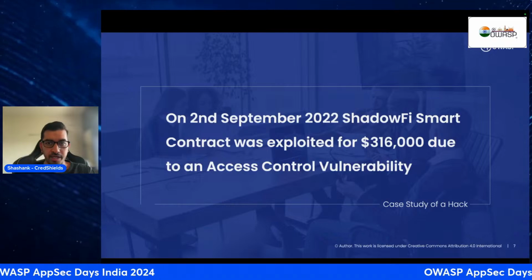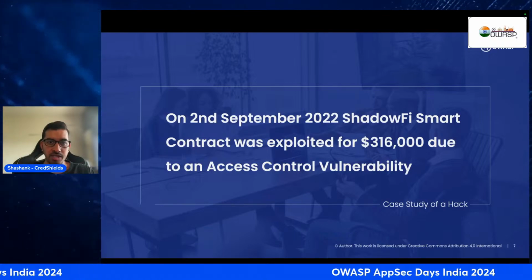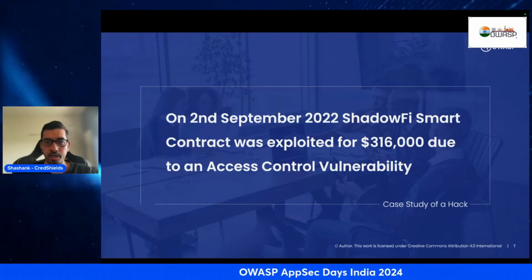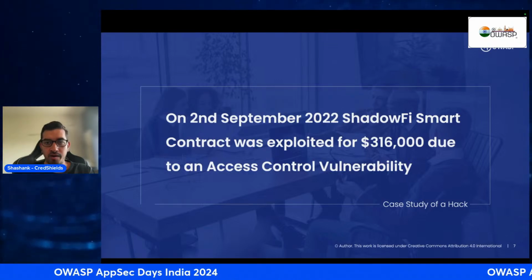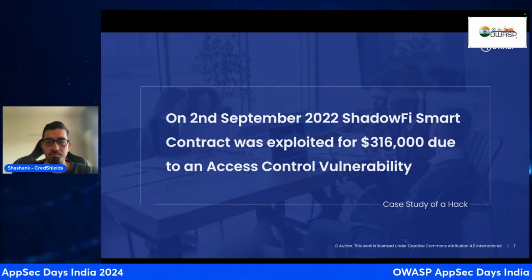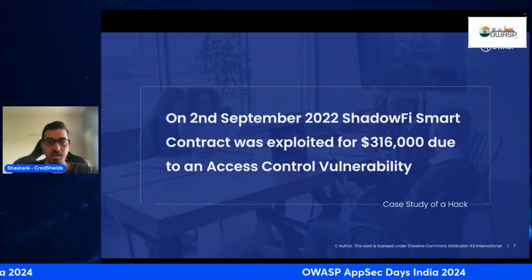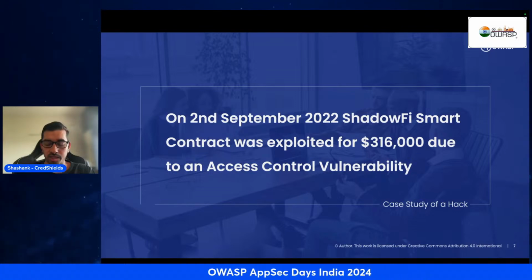Taking a case study, this is actually a real hack which happened on 2nd September 2022. There was a ShadowFi smart contract which was exploited for $316,000 due to an access control vulnerability.